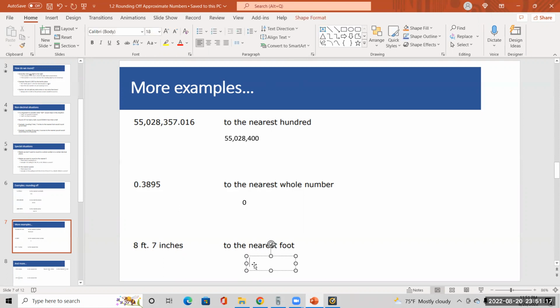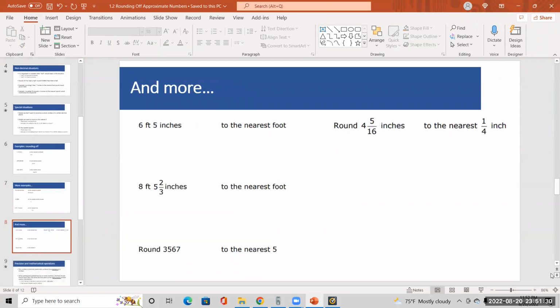8 foot 7 inches. That's more than 8.5 feet, because 8.6 is more than 8.5. So this is going to round up to 9 feet. Okay. And let's do more practice.